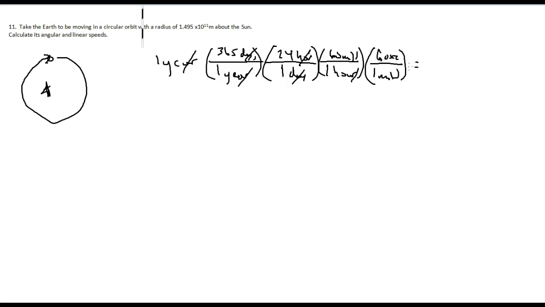So 365. No. Oh no, I melted my calculator down. Let's try this again. Oh, no.